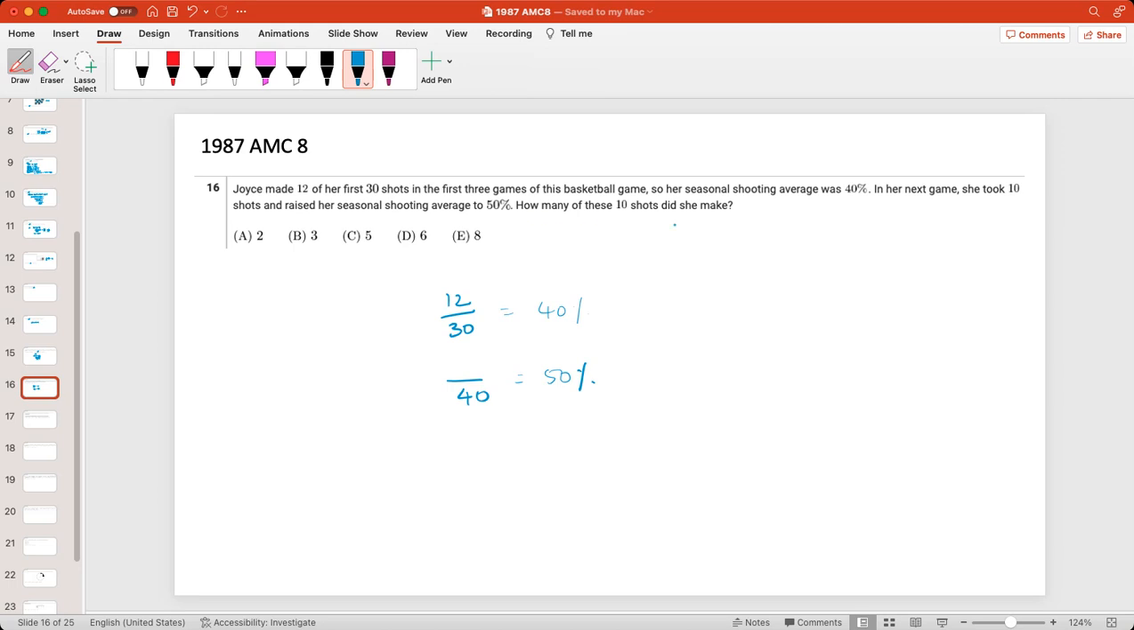How many of these shots did she make? So for you to get 50 here, this has to be 20, right? 20 on 40 is 50%. So if she has now scored 20 shots, and earlier she had scored 12, then 20 minus 12 is 8 shots. That is what she has scored in the last game. That is the answer.